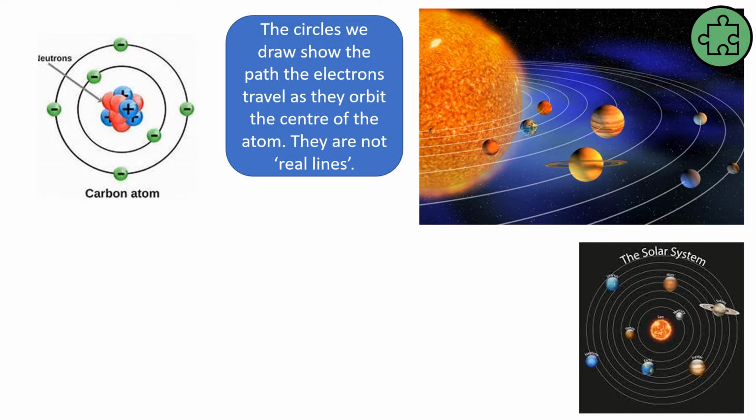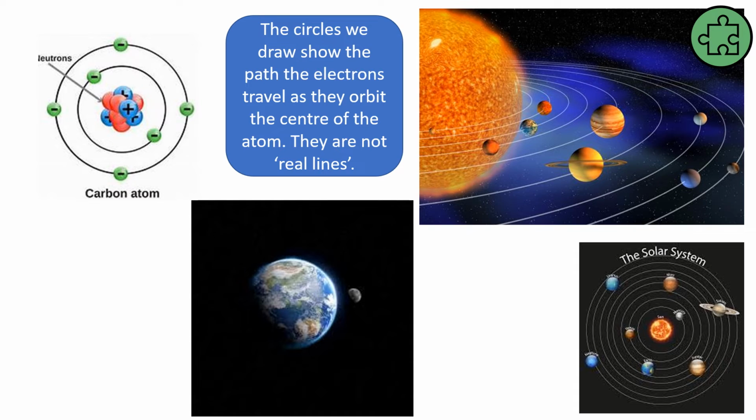So the best example I can think of is this diagram here. You can see pictures of the planets going around the sun, and you can see those lines again, can't you? Now those lines, if I went up into space, do not exist in real life. The lines are simply there to help us understand the path that the planets are traveling around the sun. And in the same way, the lines in our diagrams of the atom show the direction of travel of the electrons around the nucleus.